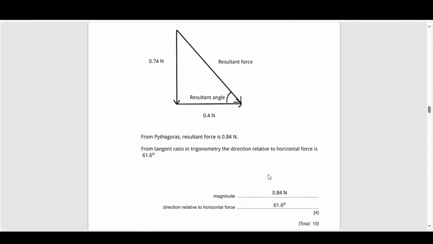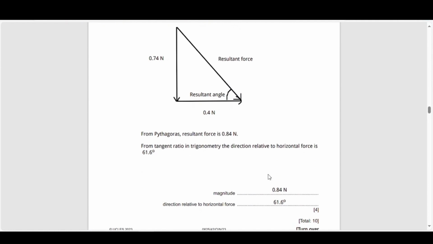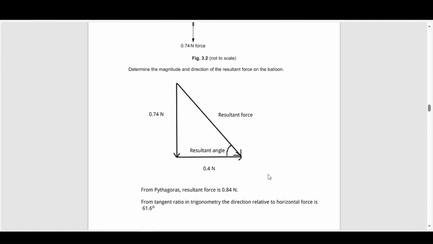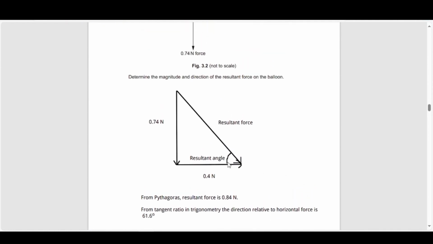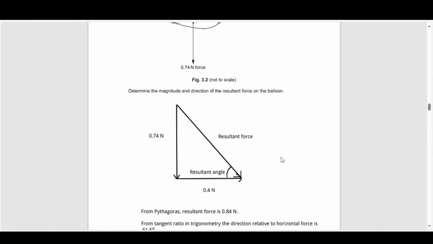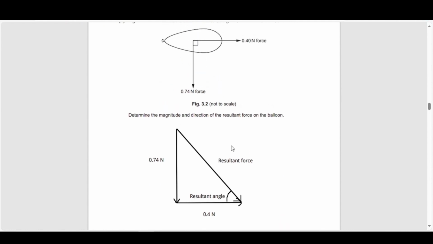Now, usually when they ask you to give the direction relative to the horizontal force, they expect you to provide an angle. So it's not just enough for you to say it's downwards and to the right. You've got to be able to give the angle. So I think the key thing is to always give the angle, but mention whether you're giving it relative to the vertical or the horizontal. So you could either give this angle here, or you could give this angle here. I've decided to give this angle here as the angle to the horizontal for the resultant force.